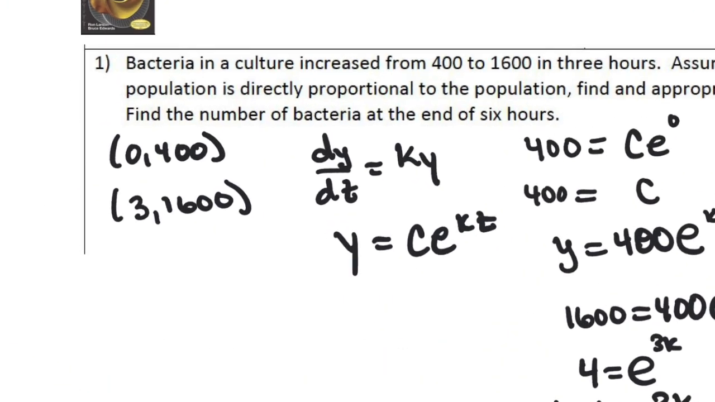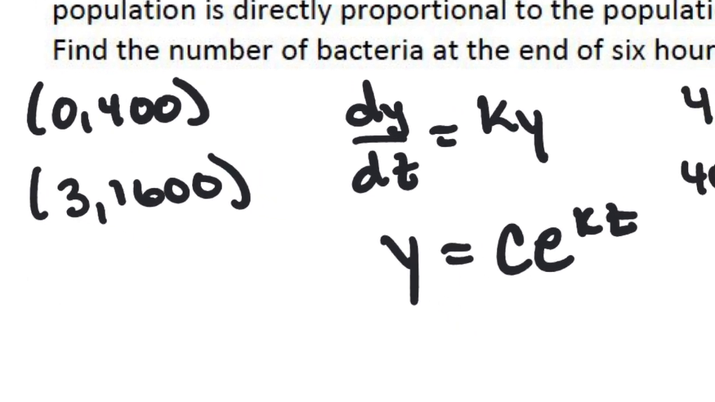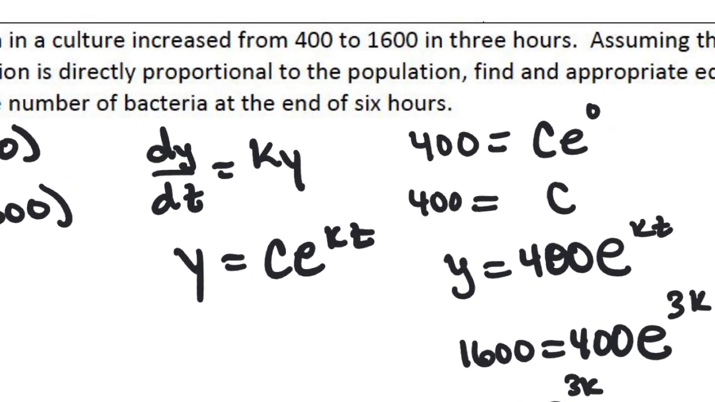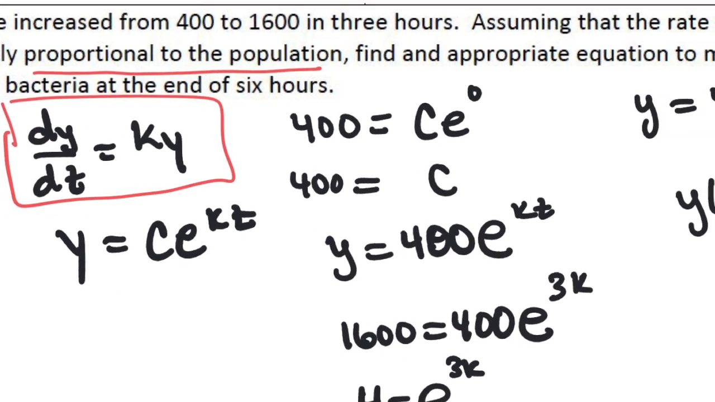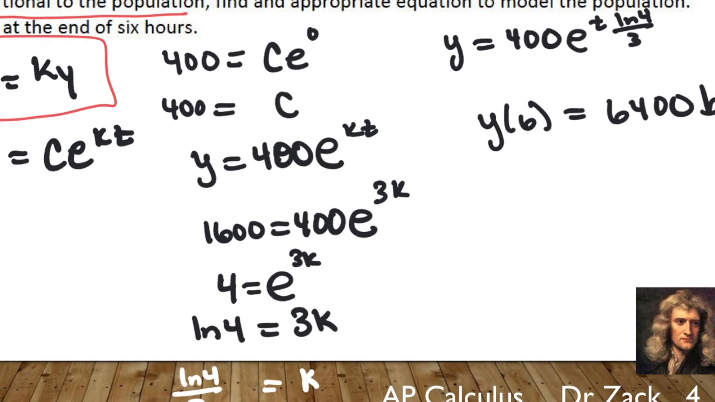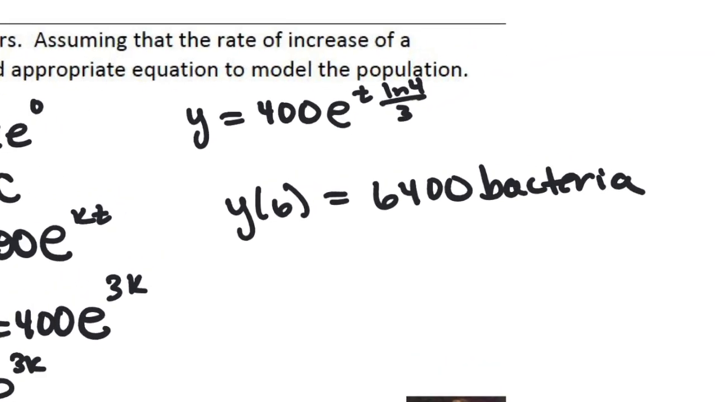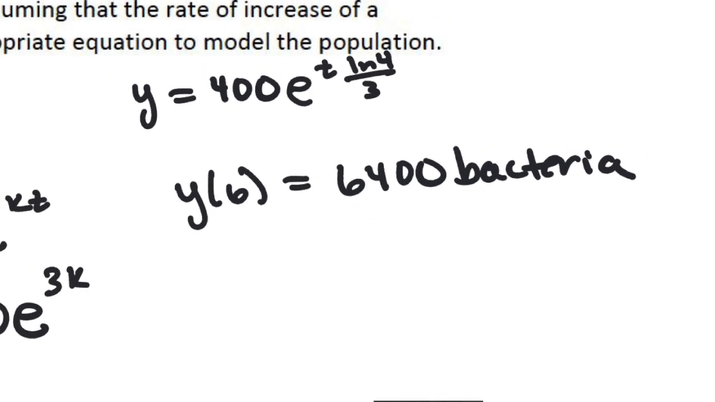All right, so I really hope that you stopped the video in order to try the problem yourself. First, you should find your 2 points. Understand the words proportional to the population are telling you that you have dy over dt is equal to ky, in which case once you integrate using separation of variables and substitute your 2 values in, you can come up with your equation and answer the question about the number of bacteria.